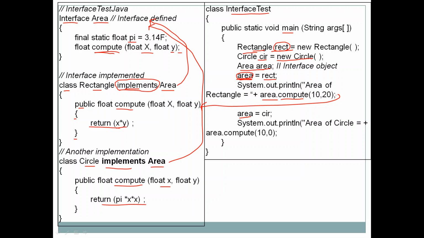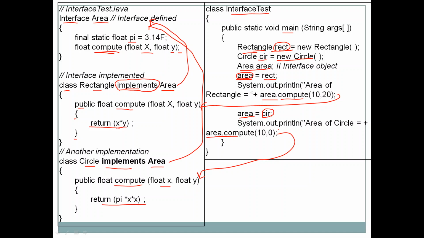In the same way, then we have changed the reference of area. Initially area was assigned to rect, now area is assigned to another object, that is circle. So when I say area dot compute now, this will call the compute method of class circle, because now area is pointing to the circle object. When I say compute 10 comma 0, x will have value 10, y will be 0. Anyway, y is not used in this formula. We are simply saying pi into 10 into 10, and the value is returned and displayed on the screen.